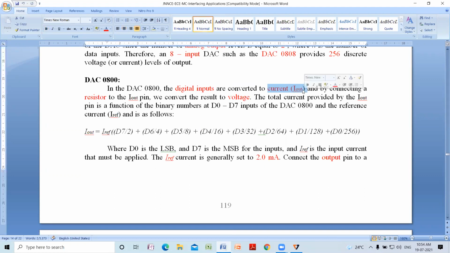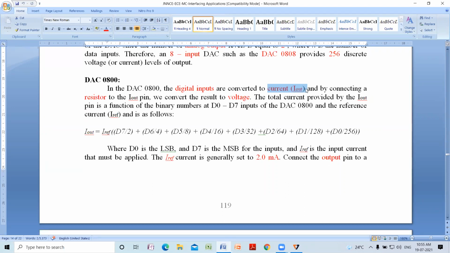So DAC 0800 converts digital inputs into current pulses. You can just remember, the DAC 0800 family converts digital inputs to current output, I out. By connecting a resistor to the I out pin, we can convert the result to voltage. I told you R to 2R ladder. In the sense, the DAC output is a current. That I out is the current output of the DAC. If you connect it to a resistor network, then you can get the voltage.